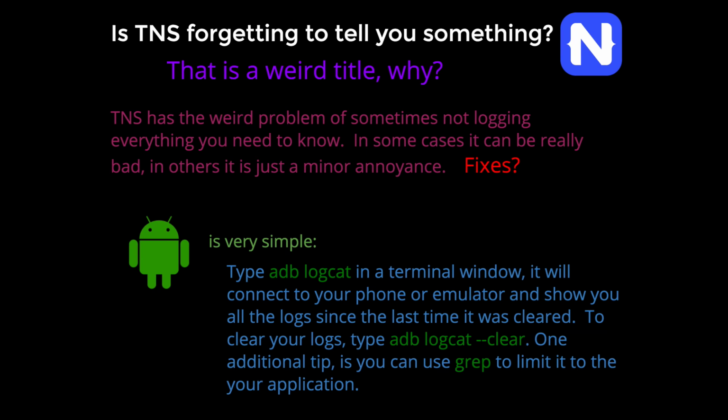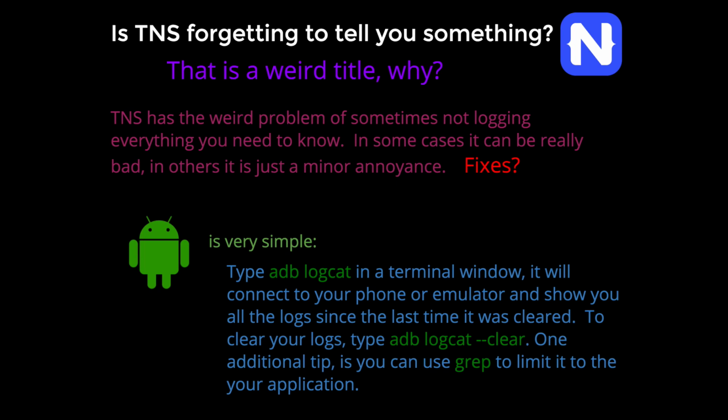On Android, it is very simple. You just need to type adb logcat. That'll give you the entire log from the point where the device started. If you want to clear this log, you can type adb logcat -clear and it'll completely clear the log. Then when you do an adb logcat, it'll show you everything from the point the log was cleared.